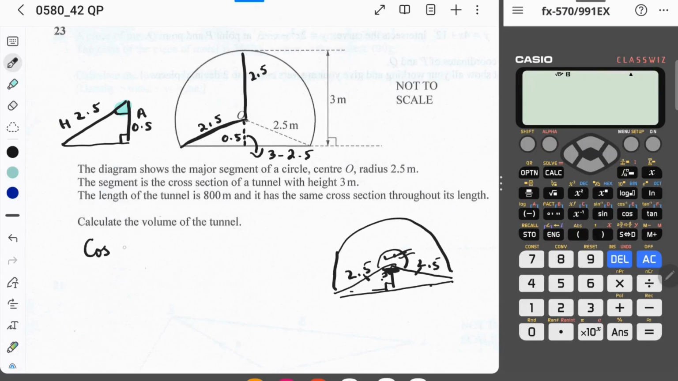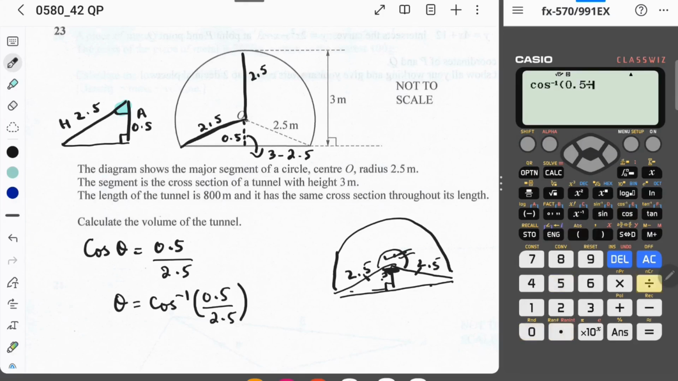So cos of angle theta is equal to a over h, which will be equal to 0.5 over 2.5. So theta will be equal to cos inverse of 0.5 upon 2.5. In this way we can find the angle. Cos inverse, 0.5 divided by 2.5, bracket close, equals, then you are getting 78.463.